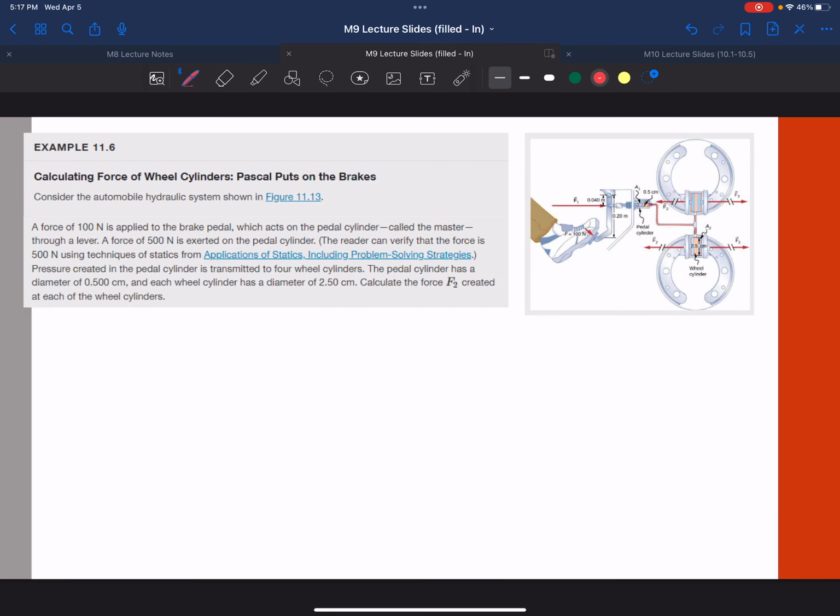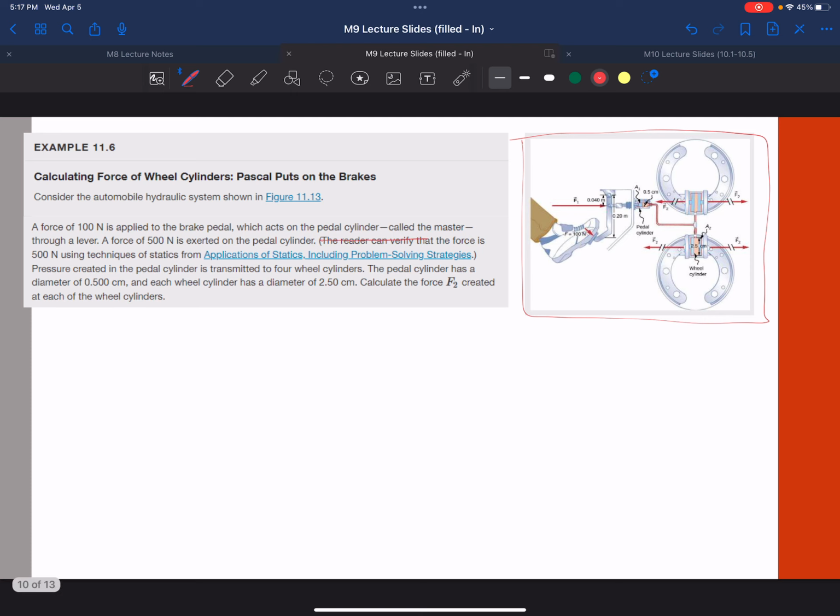We're going to do a calculation using this. And this one's a little bit harder to understand, but you've got this. So we're going to consider this hydraulic system shown over here on the right. It says a force of 100 newtons is applied to the brake pedal, which then acts on the pedal cylinder, and we call that the master, through a lever. A force of 500 newtons is exerted on the pedal cylinder.